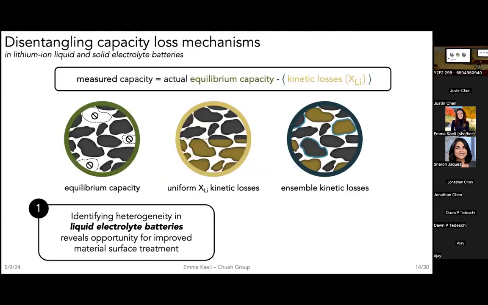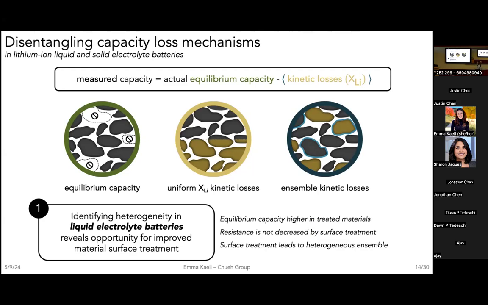So just to review what I talked about in this first section: by going through what can be considered a kind of slow and methodical approach to understanding capacity, I've been able to overturn a few of our assumptions in the field. So first, we found that equilibrium capacity is actually higher in these surface treated materials. Additionally, the resistance is not decreased by the surface treatment as we might have previously thought, but surface treatment does lead to a heterogeneous ensemble, which has implications on our electrochemistry.